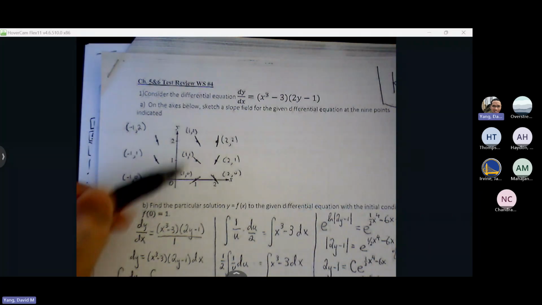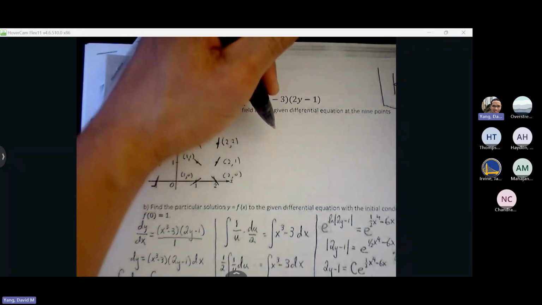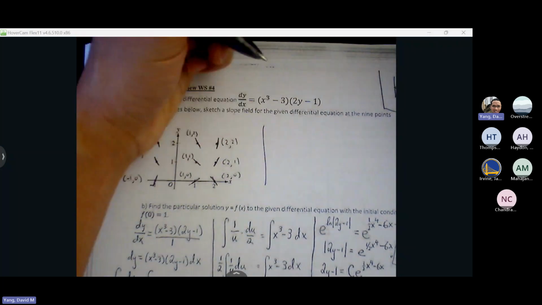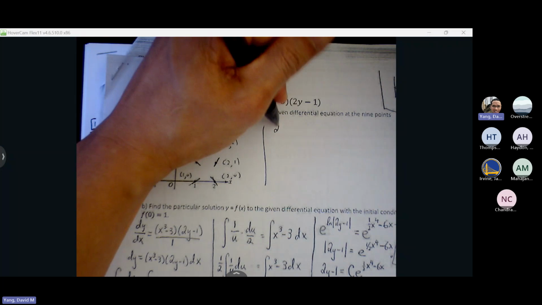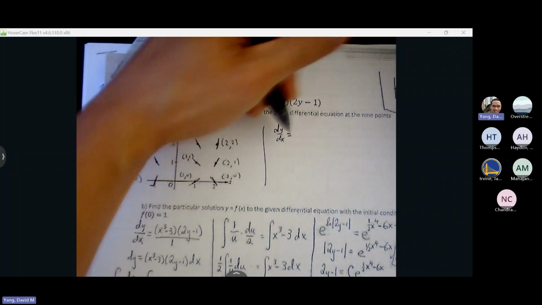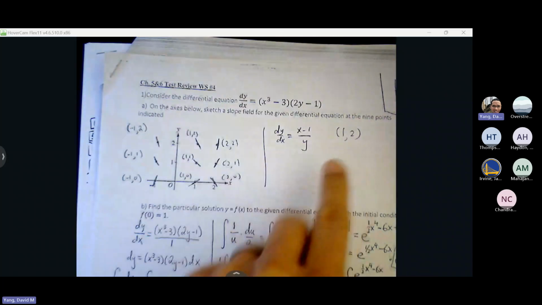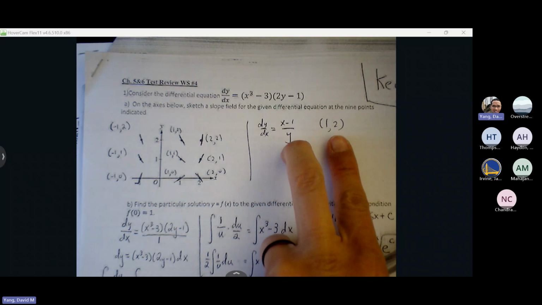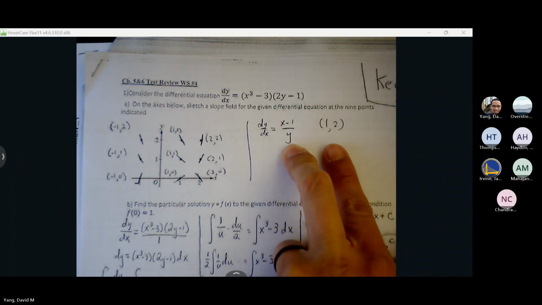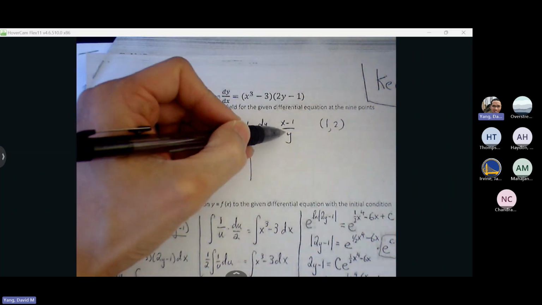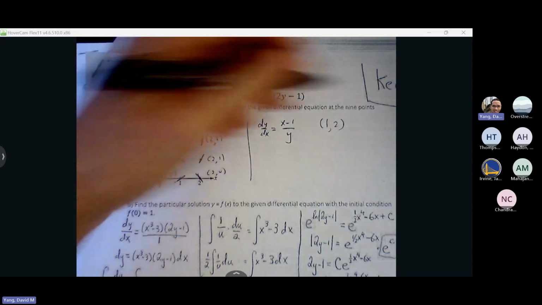So a bunch of these are just positive and negative slopes. But let me give you some things that you're not seeing here. What if dy/dx is equal to (x minus 1) over y at 1, 2? What would this give me? That gives you 0 on the top, and the bottom will be 2. So 0 over 2, what would that look like? That's 0, so that's just a horizontal line.